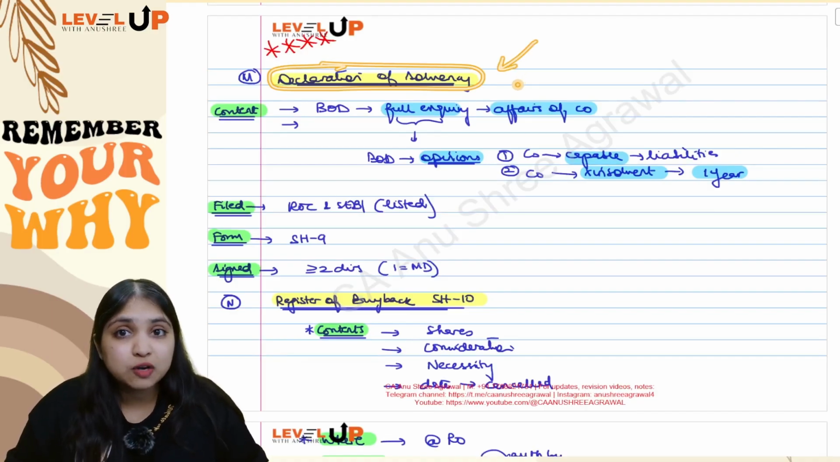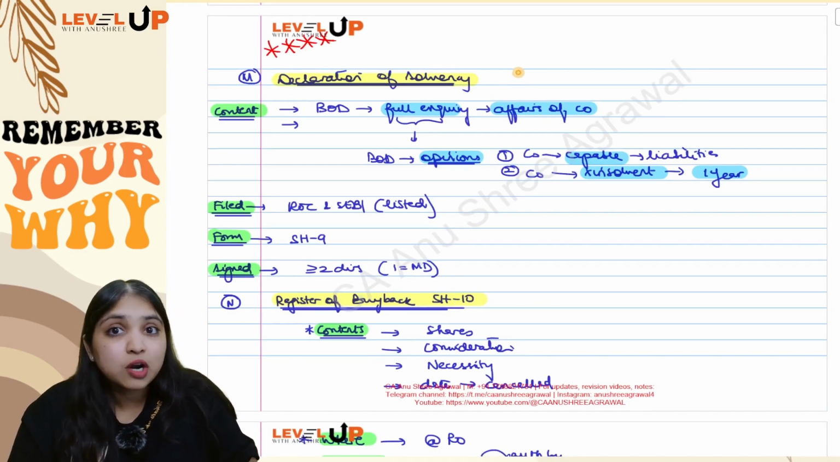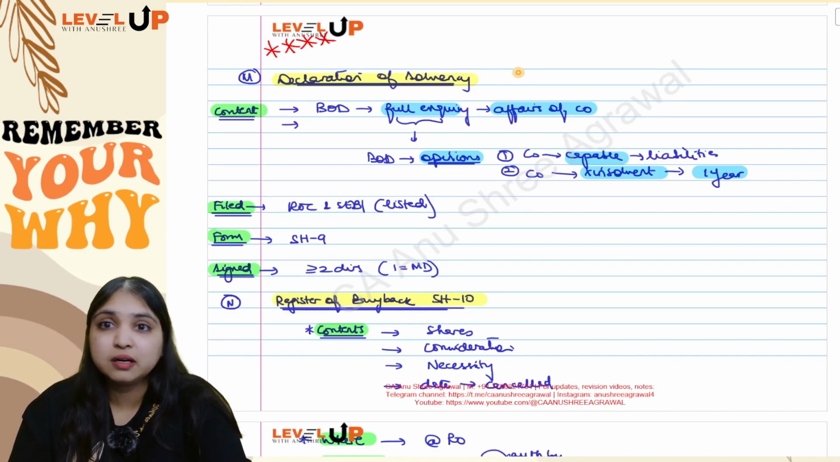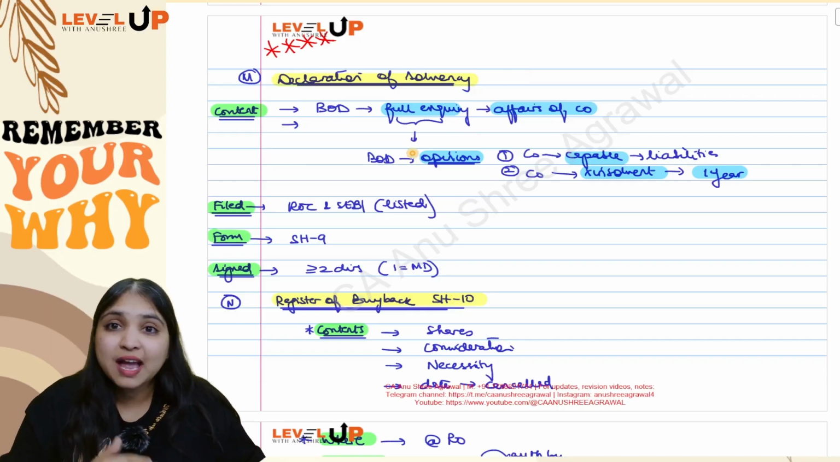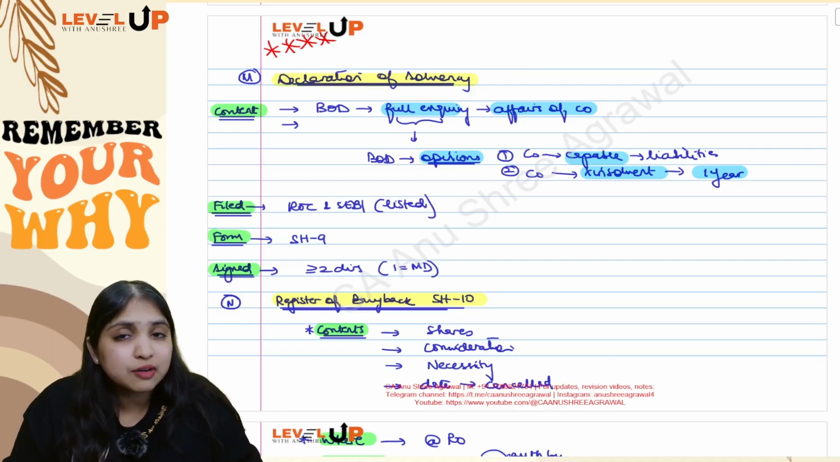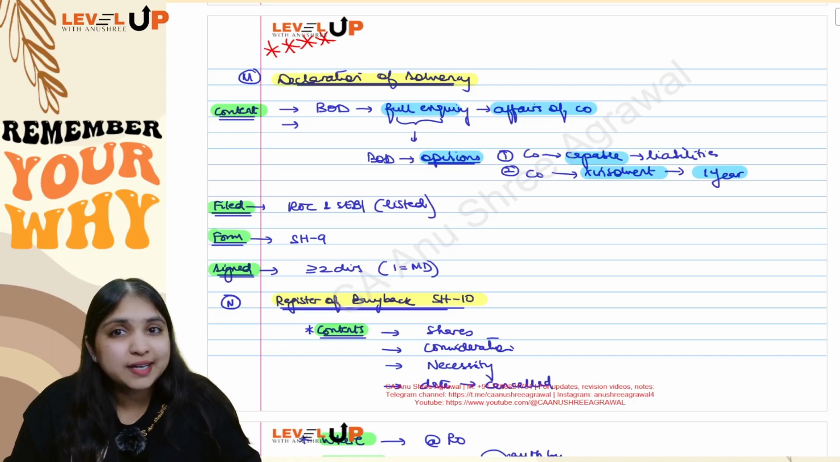Through the declaration of solvency, we are giving some sort of assurance to the creditors that, yes, we know we are not repaying you, and without repaying you, we are returning the money back to the shareholders. But don't worry, creditors, we have done a good inquiry into the affairs of the company, and the company has enough money for you also. So on that note, one declaration will be given.